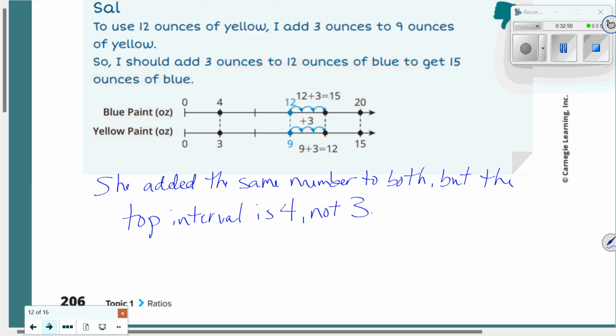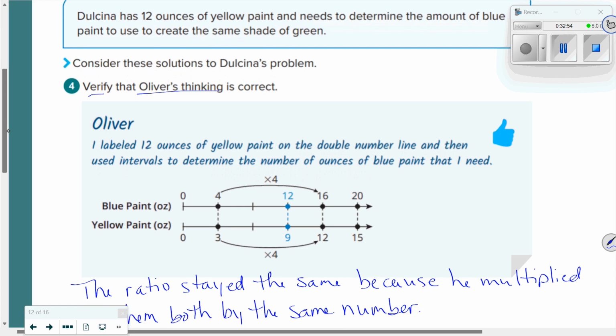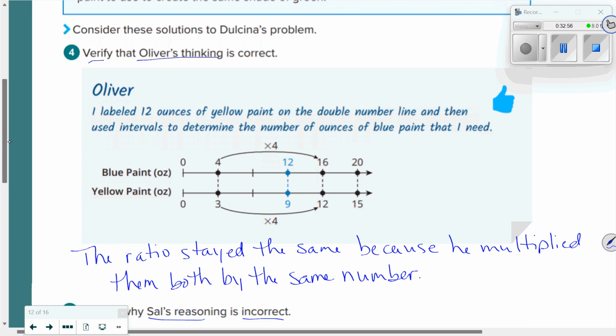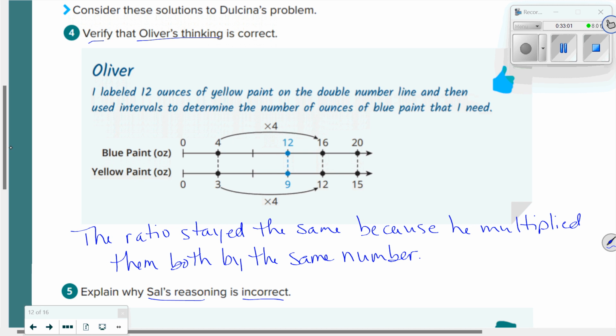So, in this one, don't see that 12 ounces of yellow. You needed to determine the amount of blue. Oliver and Sal thought about it differently. Oliver looked at it and he said, on the double number line, I use intervals to determine the number of ounces of blue paint I need. He said, I just multiply them each by 4. So the ratio stays the same because we multiply them both by the same number. So that's your answer for why Oliver's thinking was correct.